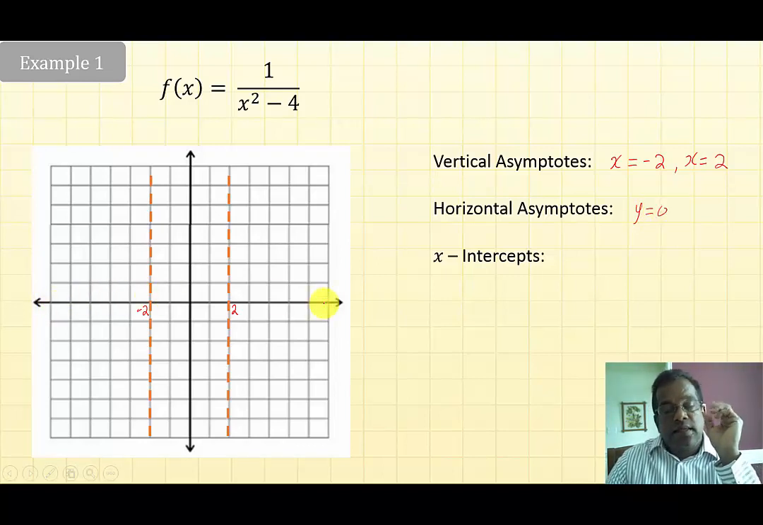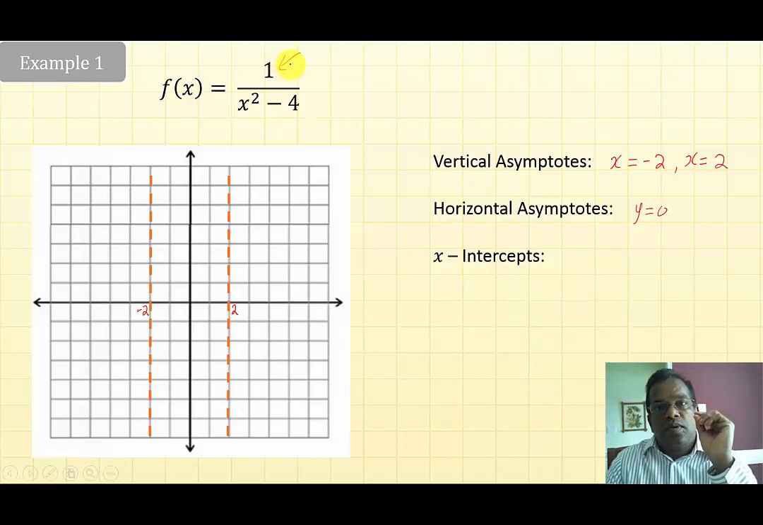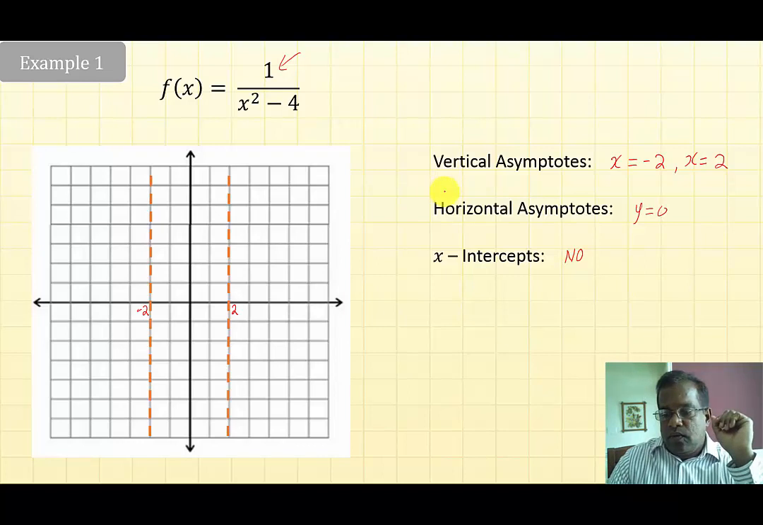And what about x-intercepts? In this graph, the numerator is not going to be 0. There's no x value that makes the numerator 0, so there is no x-intercept. Now let's start to think about how to graph this. We know y equals 0, this line, is the horizontal asymptote. Now let's think about as x approaches infinity.